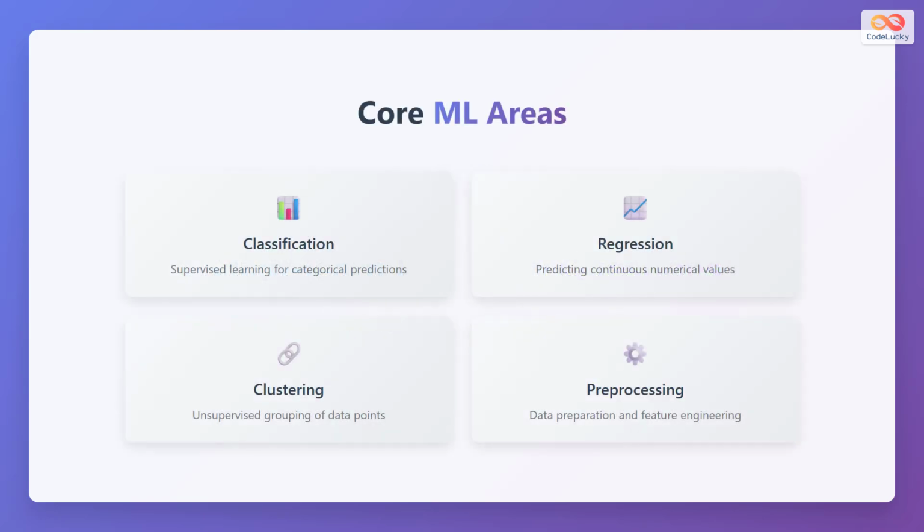Machine learning with Scikit-learn revolves around four core areas. Classification involves predicting categorical outcomes, like determining whether an email is spam or not spam. Regression focuses on predicting continuous numerical values, such as house prices or stock values. Clustering is an unsupervised learning technique that groups similar data points together without predefined labels. Preprocessing encompasses all the data preparation steps needed before training a model, including scaling features, handling missing values, and encoding categorical variables. These four areas form the foundation of most machine learning workflows.